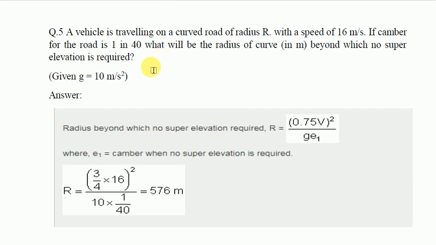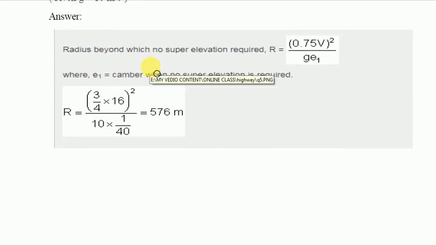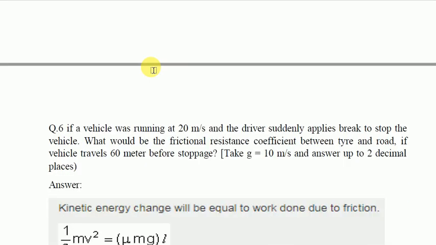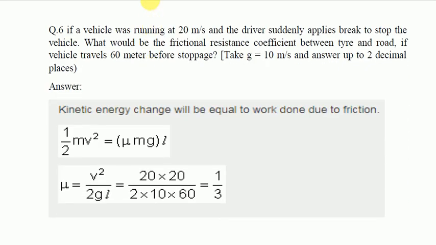So yes, let's move towards question number 6, which is also a numerical type question. If a vehicle was running at 20 meter per second and the driver suddenly applies brake to stop the vehicle, here speed was 20 meter per second. What would be the frictional resistance coefficient between tire and the road if vehicle travels 60 meter before stoppage?